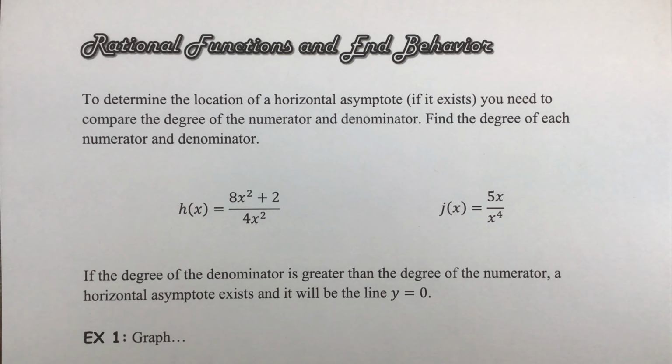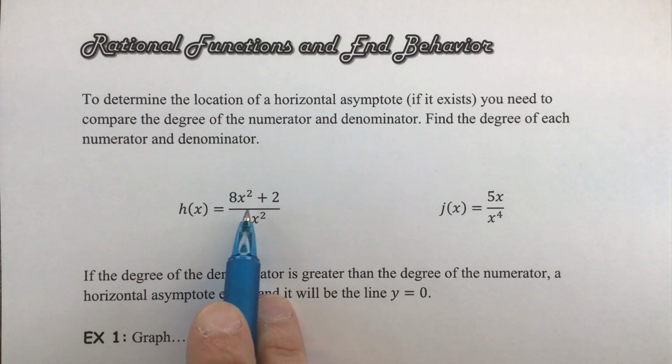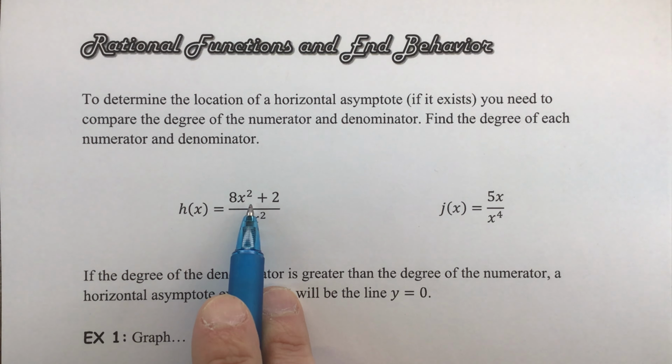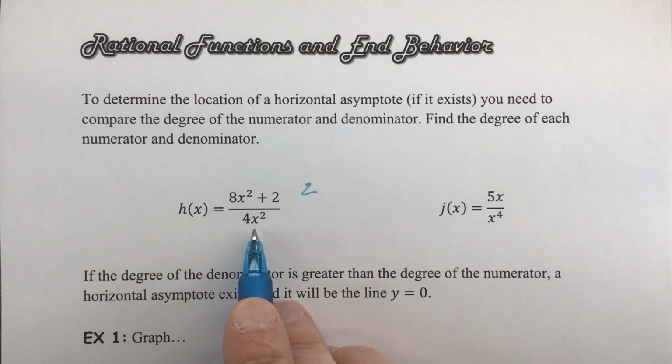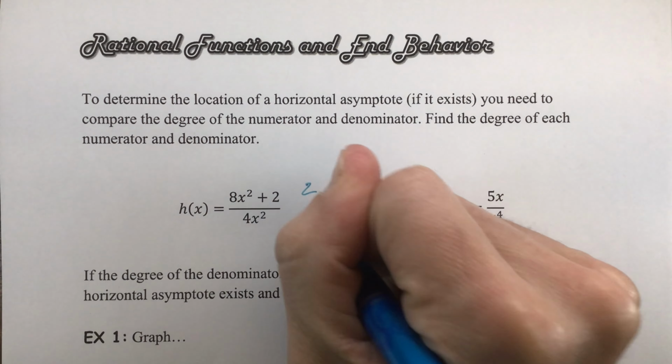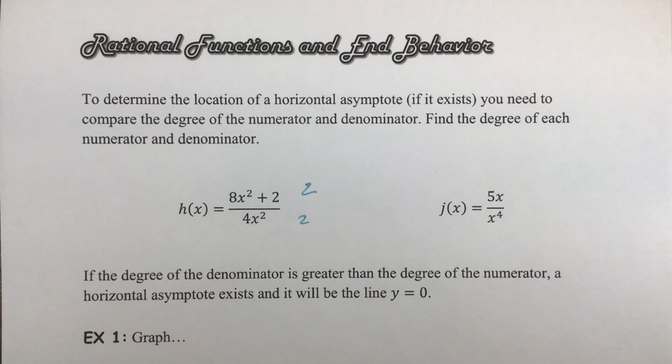For example, h of x, the degree of the numerator is going to be the highest exponent that we see, and that would be a 2. The degree of the denominator is also going to be 2. So in h of x, the degree of the numerator and the degree of the denominator are actually the same thing. And there's something that we'll be able to learn from that.